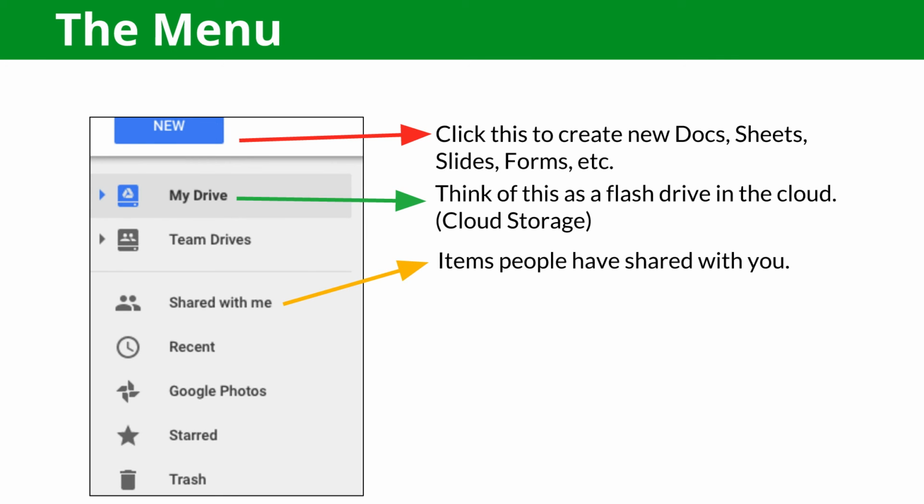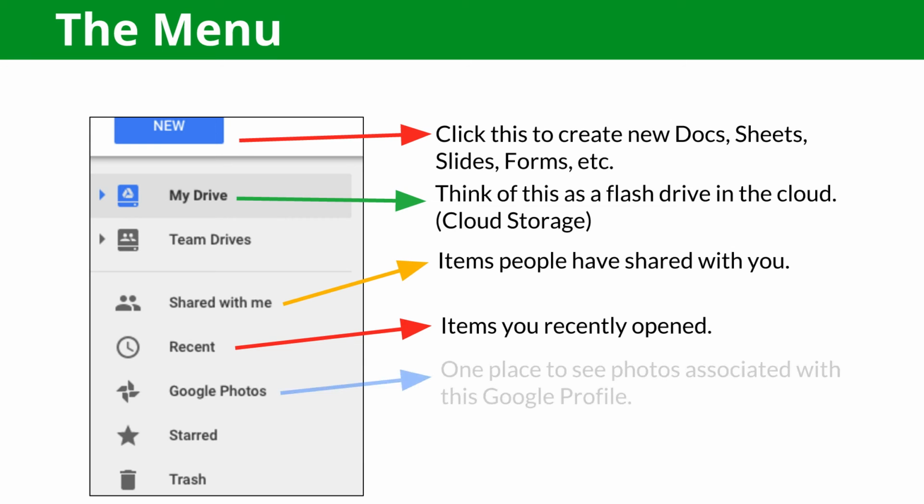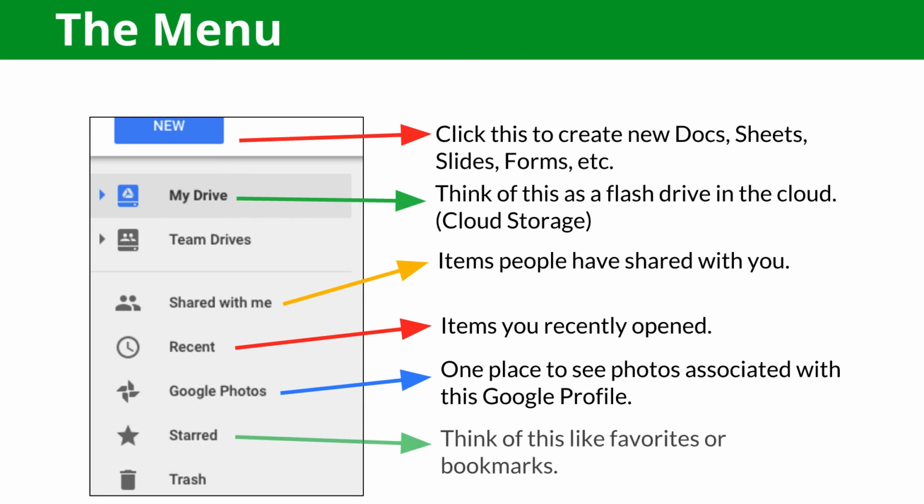Shared with me is items that people have shared with you. So anytime somebody shares either a slides document or something else with you, it will always be located in the Shared with me folder. Recent view is items you recently opened. Those will all be listed there. The Google Photos screen is one place to see photos associated with your Google profile. So if you save your photos, you can get them there. And the starred items, that's like favorites or bookmarks within your Google Slides.